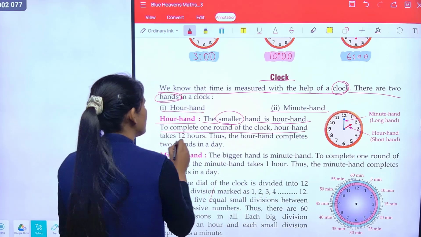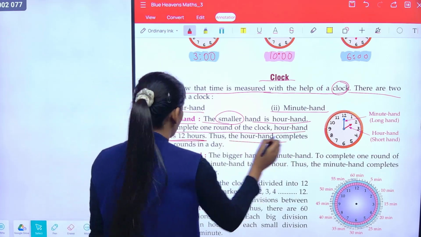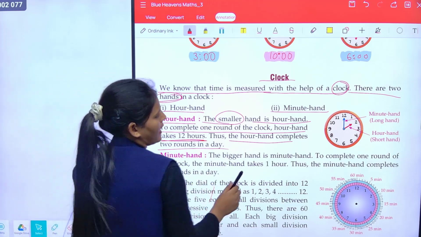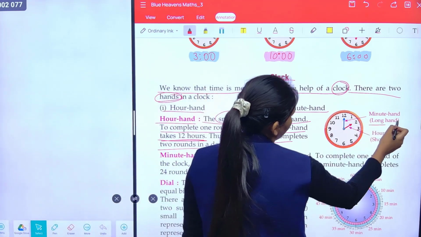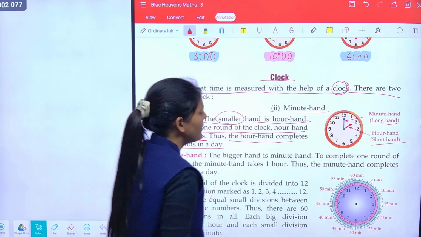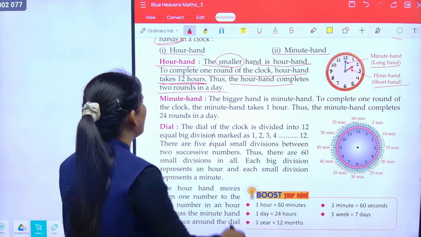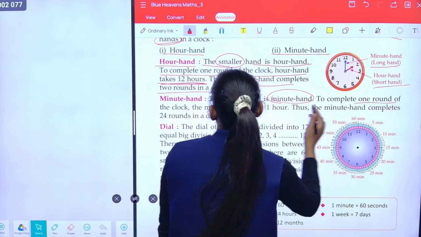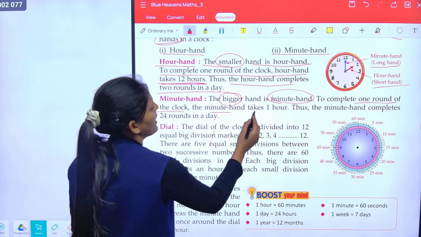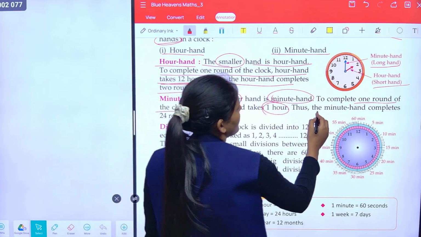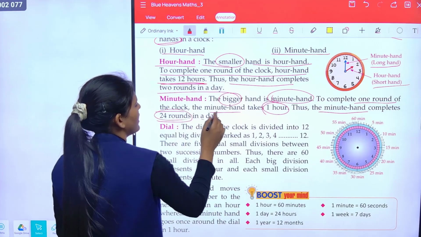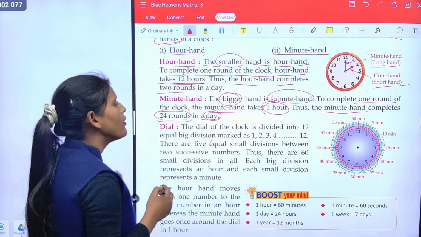The hour hand takes 12 hours to complete one round. Thus the hour hand completes 2 rounds in a day. ये क्या होता है? Longer hand, minute hand, shorter hand, hour hand. Now the minute hand, the bigger hand. To complete one round of the clock, the minute hand takes 1 hour. Thus the minute hand completes 24 rounds in a day.